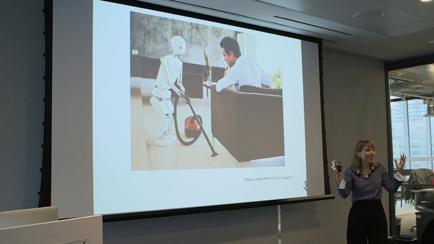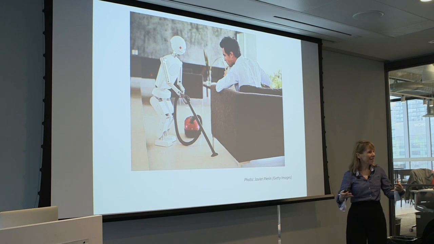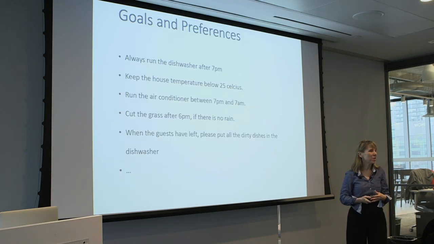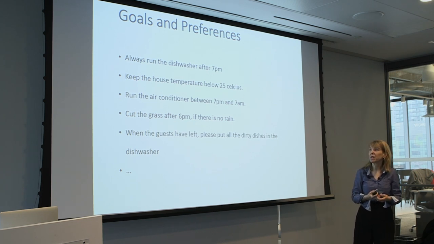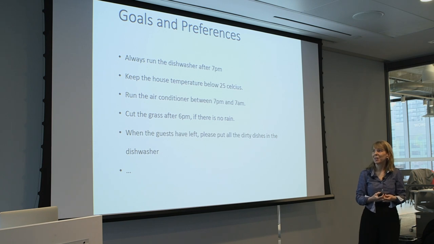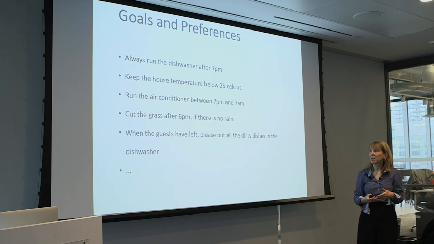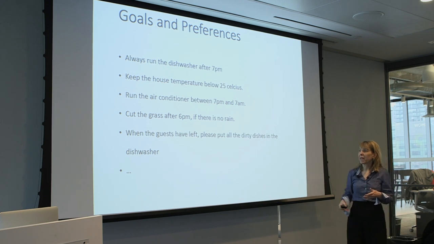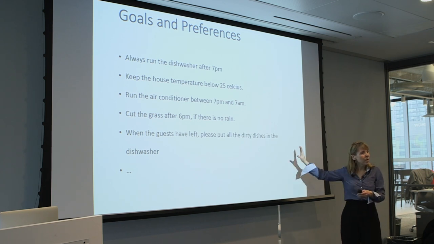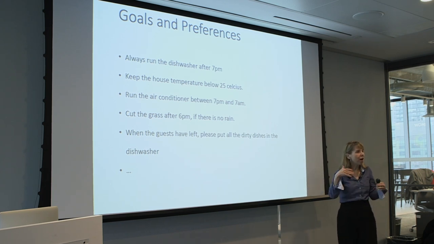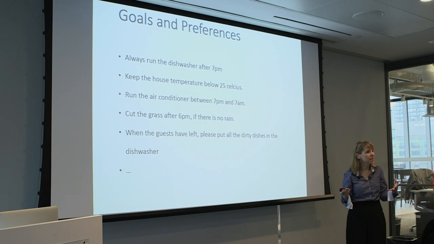Just to ground it a little bit, imagine when I dream at night about how AI could help me, I think about having a robot in my home and think about the types of things that I might like to be able to say to my robot. Always run the dishwasher after 7 p.m., keep the house temperature below 25 Celsius, run the air conditioner between 7 p.m. and 7 a.m., cut the grass after 6 p.m. if there's no rain. When the guests have left, please put all the dishes in the dishwasher, and so on. What's interesting about these types of goals is that they're not final state goals. They're temporally extended, and often they can't all be achieved.